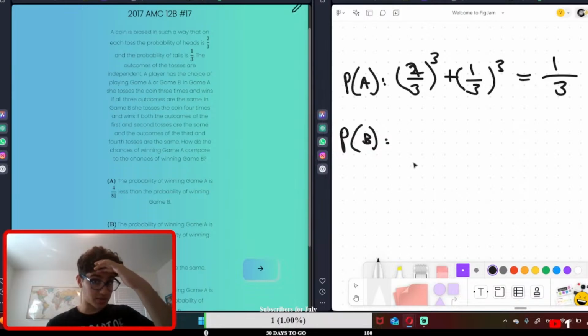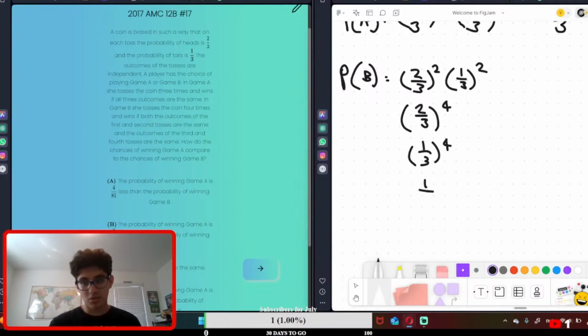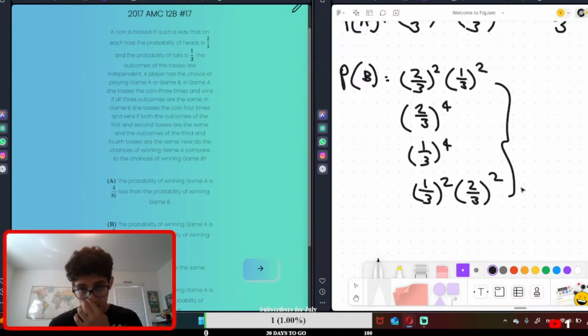You toss it 4 times. Let's just do all the cases. You can have 2/3 squared and then 1/3 squared. You can have 2/3 to the fourth power. You can have 1/3 to the fourth power, or you can have 1/3 squared and then 2/3 squared. Obviously, these two are symmetric, right? So we can just write that as well.